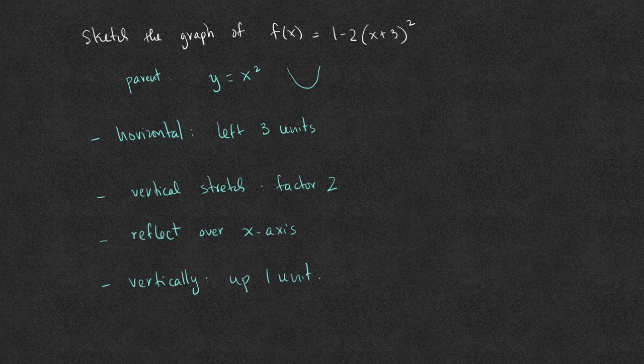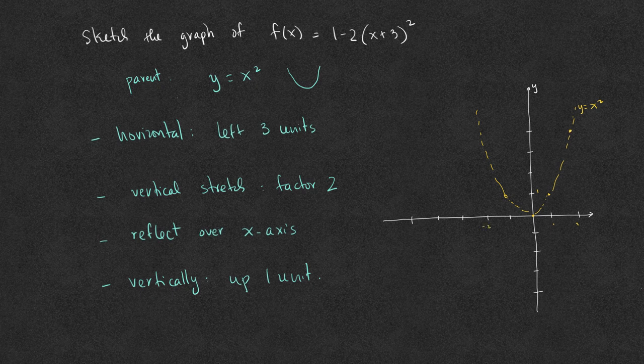We start with the graph of y equals x squared with a few special points. When x equals 0, y equals 0. When x equals 1, y equals 1. When x equals negative 1, y equals 1. When x equals 2, y equals 4. And when x equals negative 2, y equals 4.